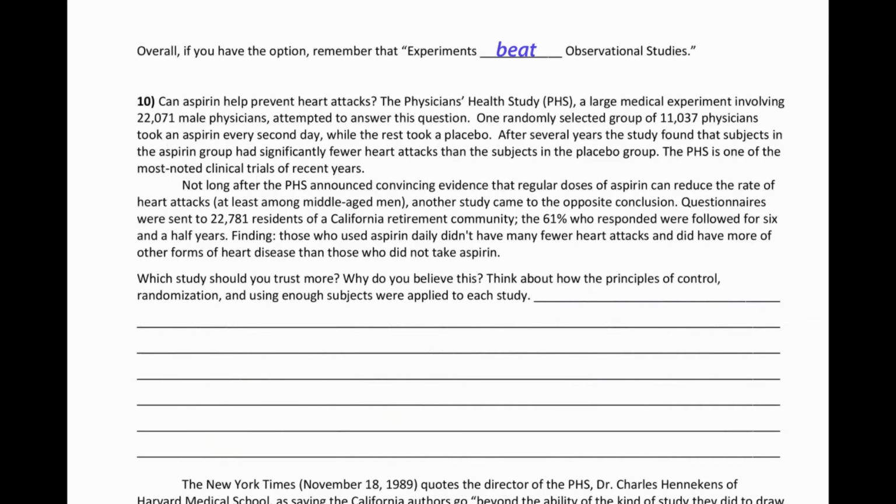So you have these two conflicting results. Now, which study would you trust more? Why would you believe this? How are you going to defend your argument? Think about some of those principles that we just talked about: control, randomization, using enough subjects, and things like that. Take a minute and maybe jot down a few thoughts. There isn't necessarily one right answer, but there are pros and cons for the two different studies. I'll pause here for a moment, and if you'd like to pause the video, go for it.